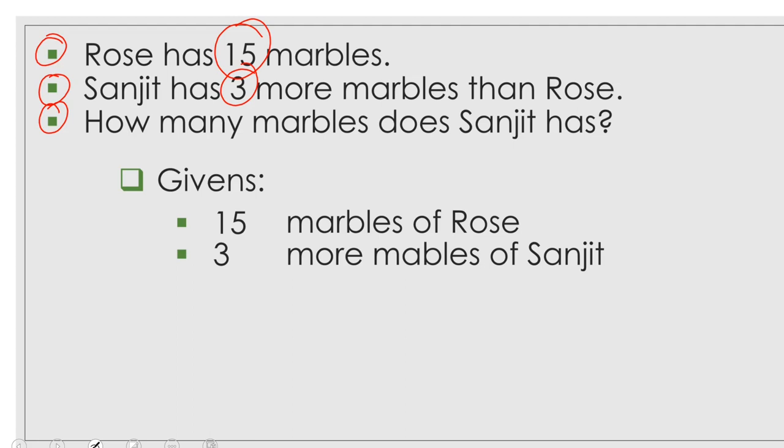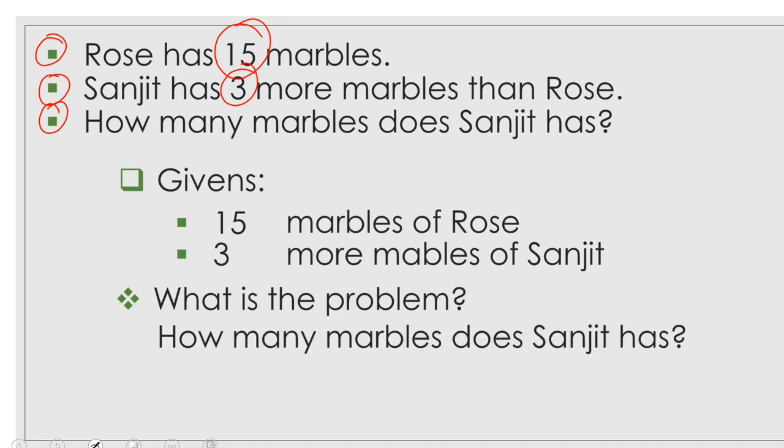Now that we know the givens, we can go to the second step. We have to identify what is the problem. We have to analyze the problem, write down the problem: how many marbles that Sanjit has. In this story, it is asking about Sanjit's marbles. How many? So it's asking the number of marbles of Sanjit and not Rose.